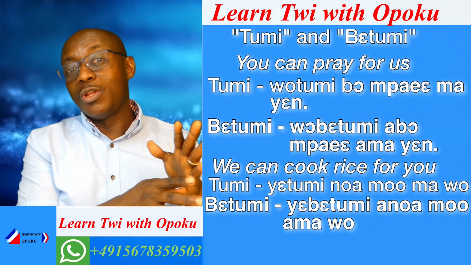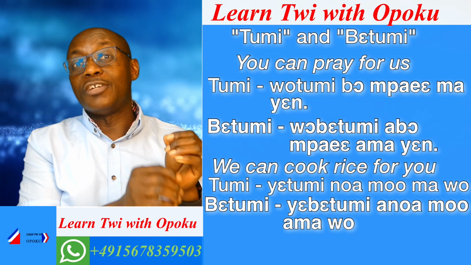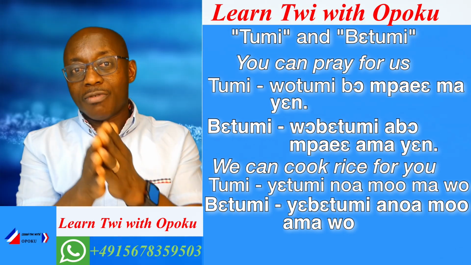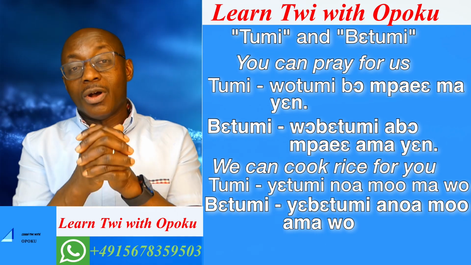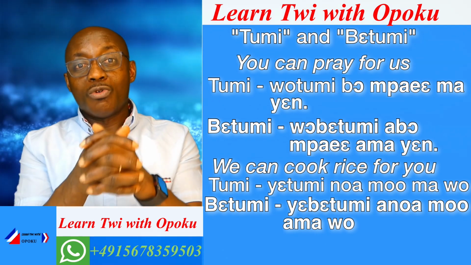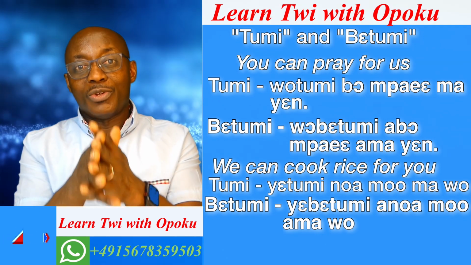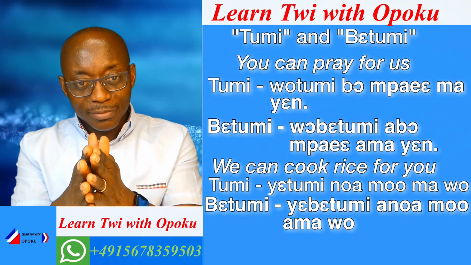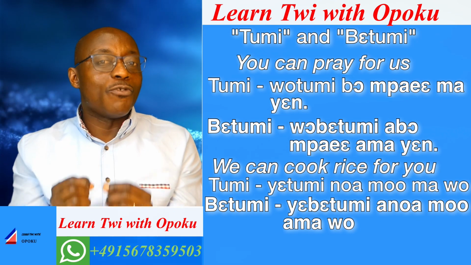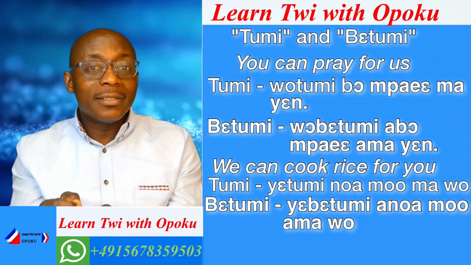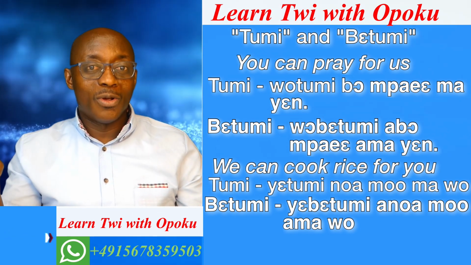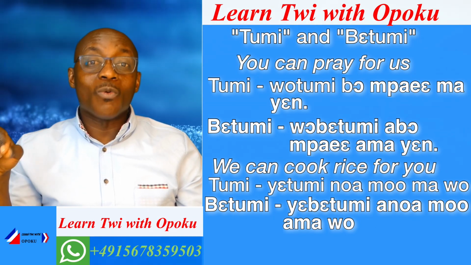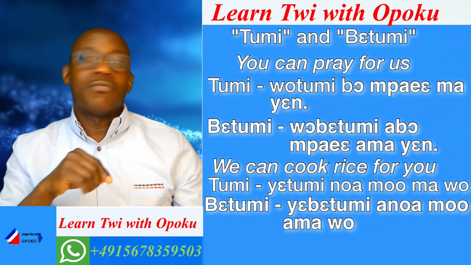But using only Tumi, I said, yɛtumi noa ɔmo ma wo. We can cook rice for you, or we're able to cook rice for you. But using Bɛtumi, the for was prefixed with a. Yɛ Bɛtumi anoa ɔmo amaa wo.